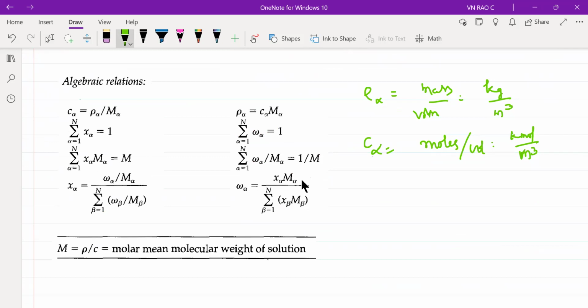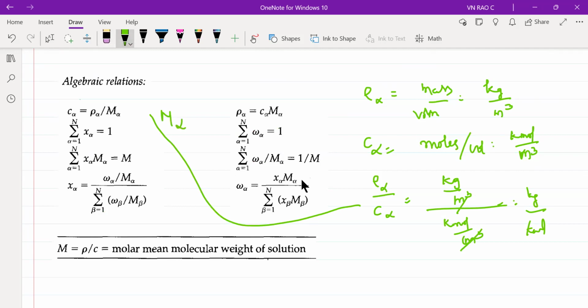Now if I do it like this, rho alpha by c alpha, that is kg per meter cube by kilomole per meter cube. These two get cancelled. We are left with kg per kilomole. So these are the units of M alpha, the mean molecular weight of the solution.